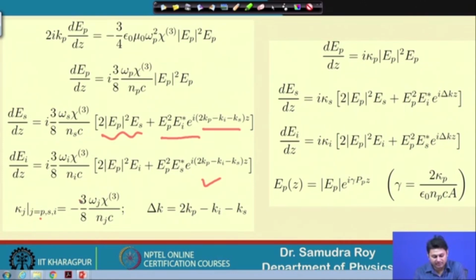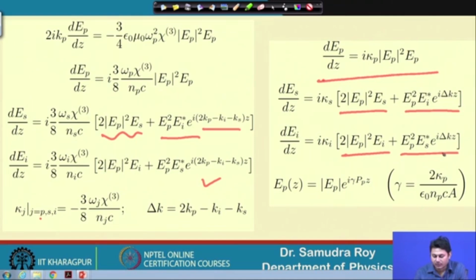Then on the right hand side we have a more compact form. This compact form is dEp/dz equals i kappa p Ep mod square Ep, which is a straightforward self phase modulation kind of equation. In the next case we have a cross phase modulation equation with a four wave mixing term, and in the last case also I have a cross phase modulation with Ep and the corresponding four wave mixing term.